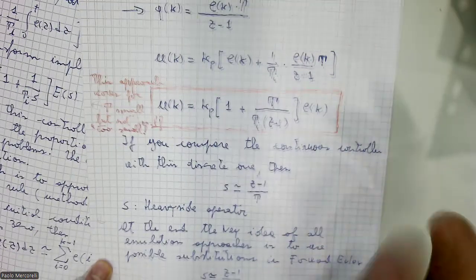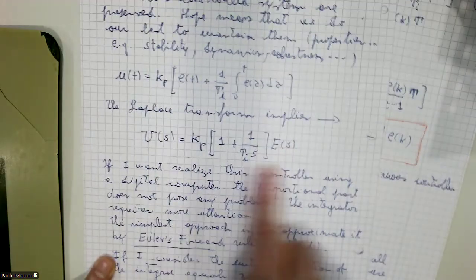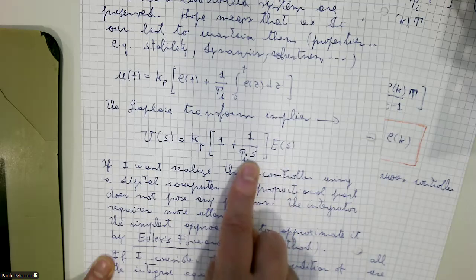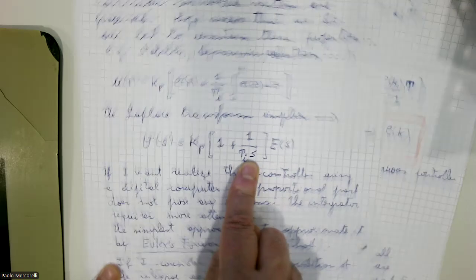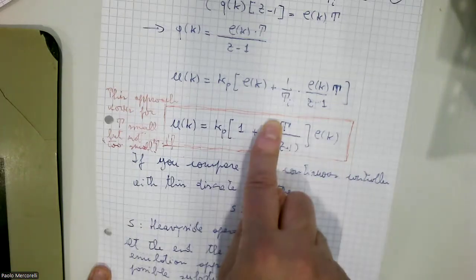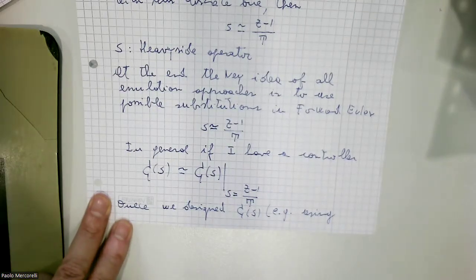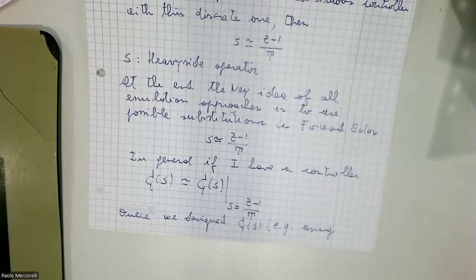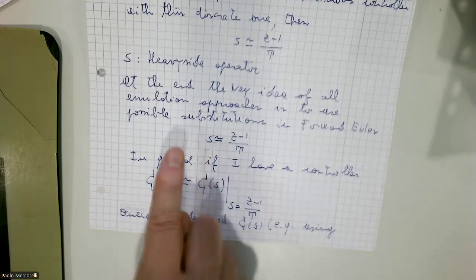From here, at the end, what is the conclusion? The conclusion is, starting from this continuous system, if I put S equal to Z minus 1 divided by T, I will obtain this. This means at the end, this could be a recipe, a Rezept in German. And now with the PID which we have in our project, we can directly try to do this.